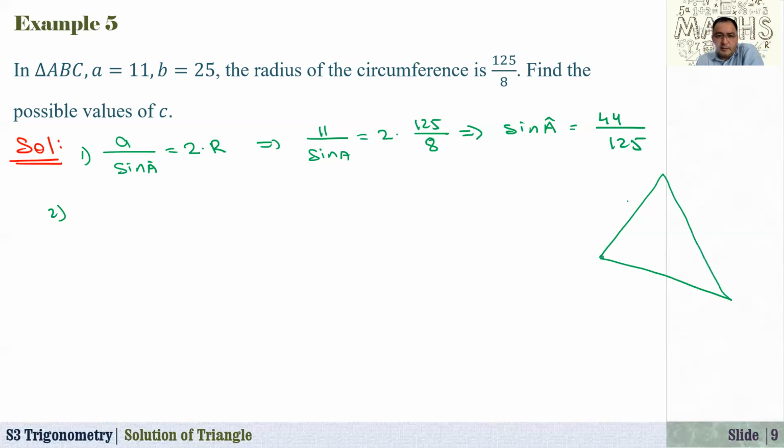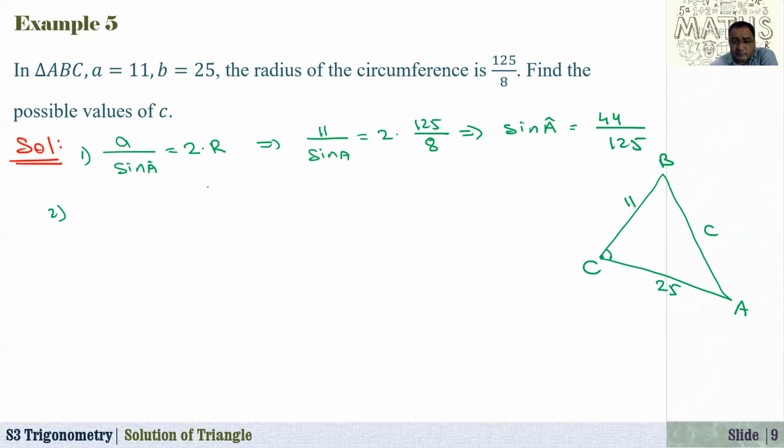Suppose this is side A, this one is B, and this one is C. Actually, this one is angle C, and this one is vertex A and vertex B. So A is given. Even I don't have to write this A. Let me just write here it is 11. And B is equal to 25. Now if I know C, we can also find the length of this C. So how can I find angle C?